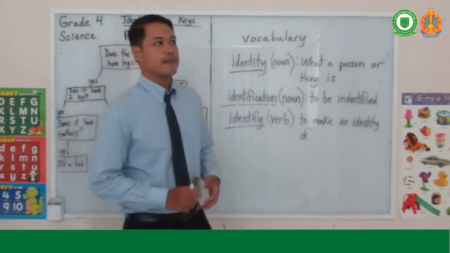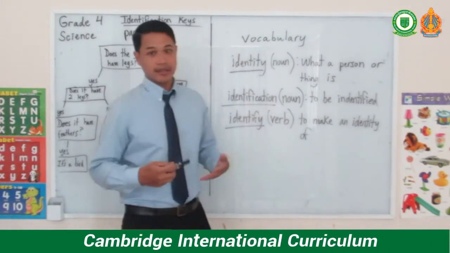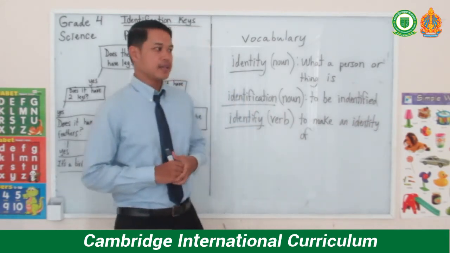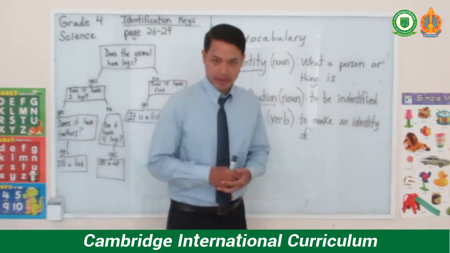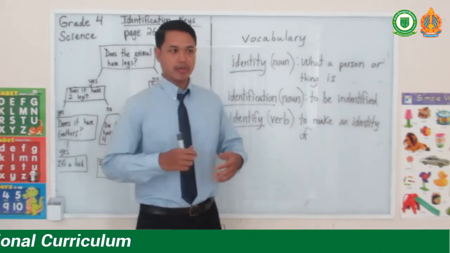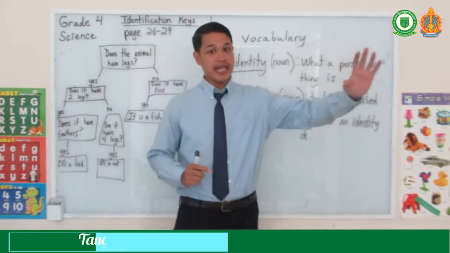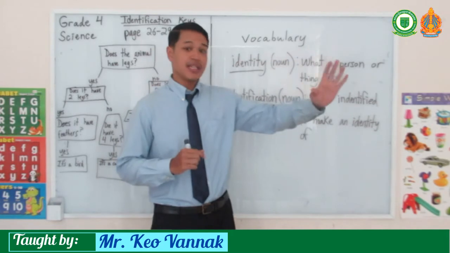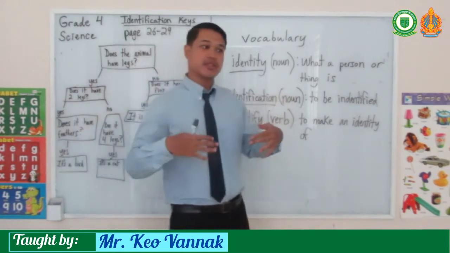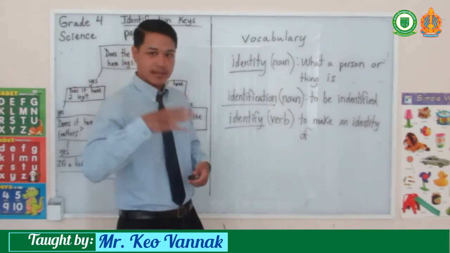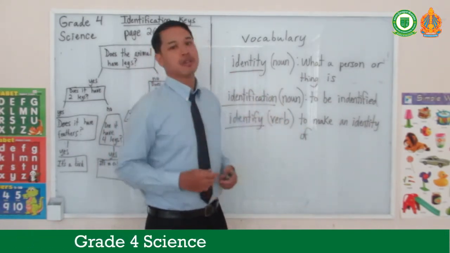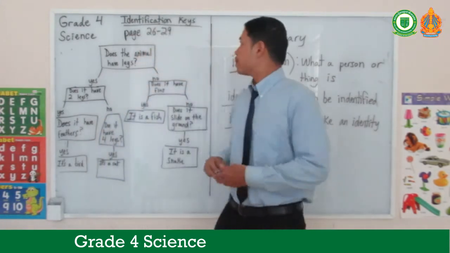For example, the scientist has identified the new virus, and that virus is now called the coronavirus. Before they give anything a name, they have to identify it first. Like the current situation of COVID-19, the scientists identified the virus and they gave it a name, COVID-19.